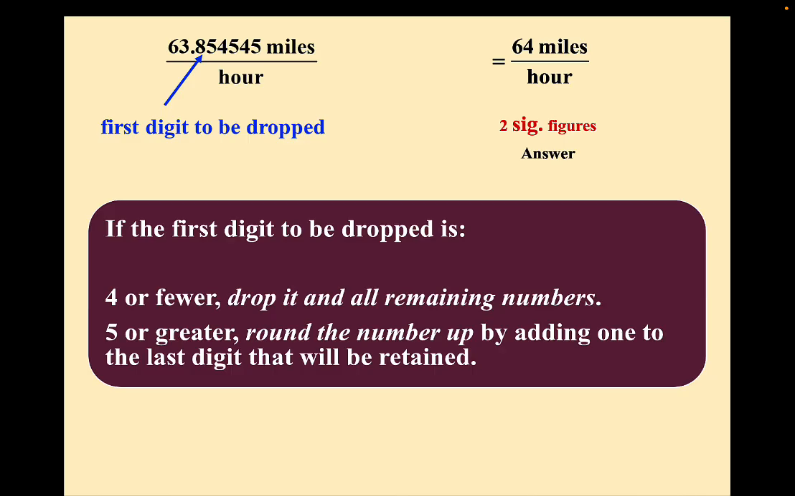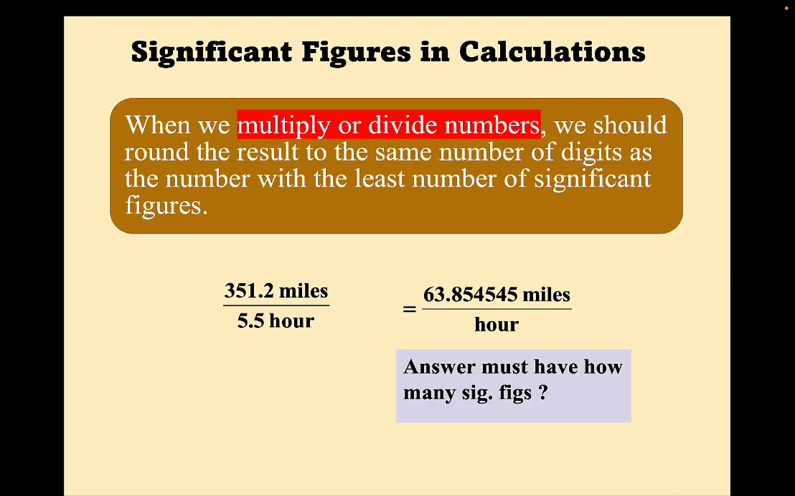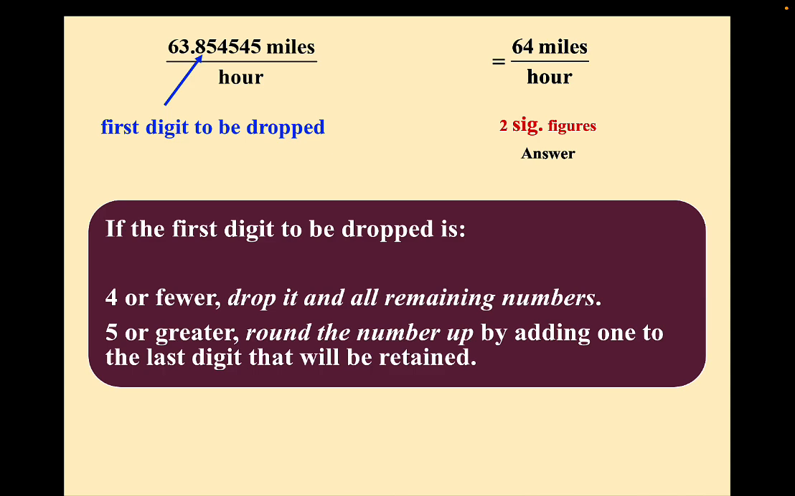2 sig figs is what we're dealing with, right? If we look previously, 351.2 miles, that's 4 sig figs, 5.5 hours, that's 2 sig figs. And so when we consider these, we say, well, our answer has to have 2 significant figures because that's the smallest amount of significant figures that we have from our source information. We need to round to 2 significant figures.